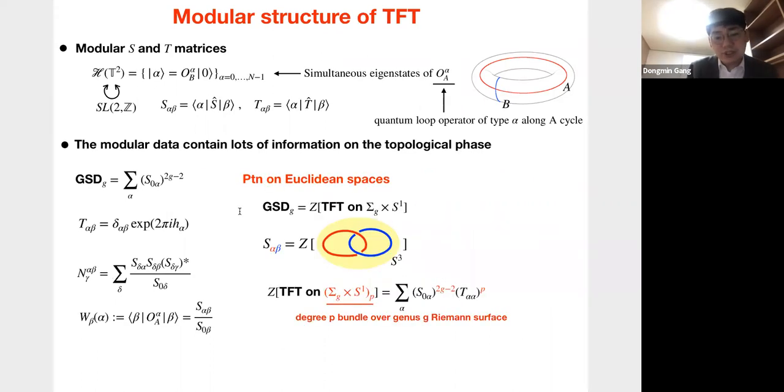We can also compute various partition functions of three-dimensional spaces using this modular data. For example, if you want to compute the three-sphere partition function with a Hopf link, this is determined by the S matrices. And the partition function on the degree p bundle over a genus g Riemann surface can also be written in terms of the modular data. So using this modular data, we can read off a lot of information about these topological field theories.